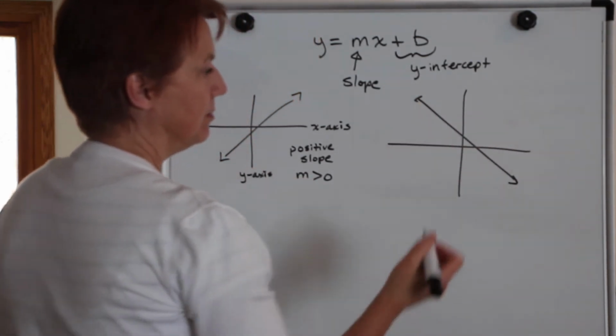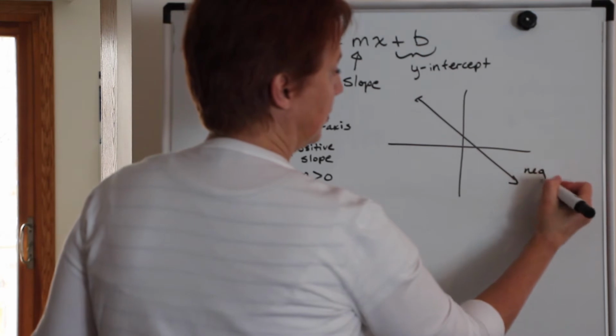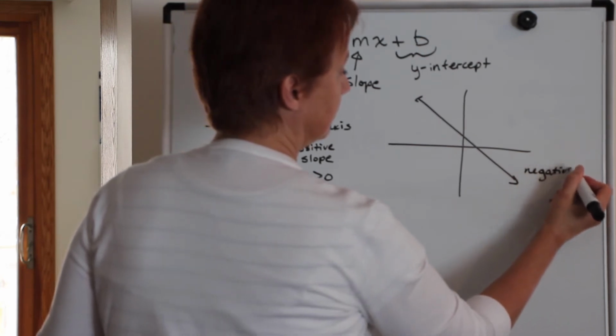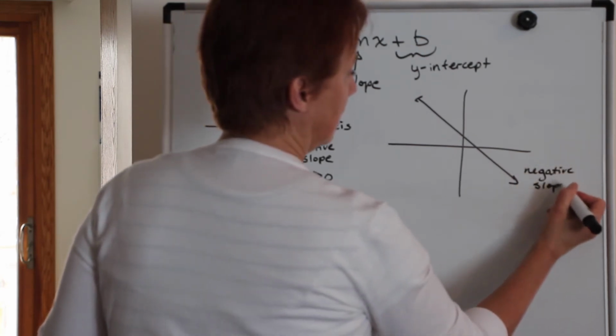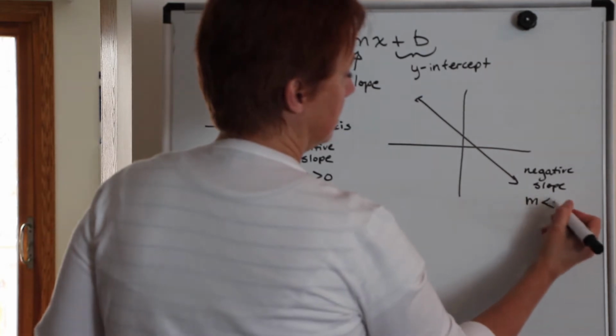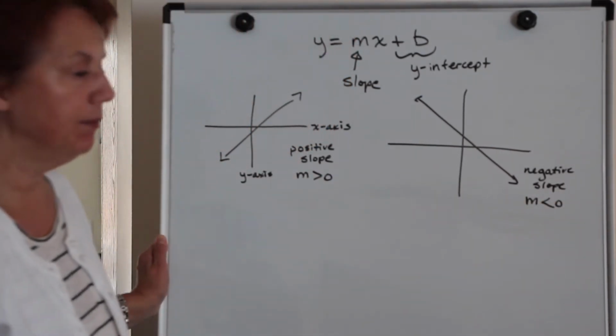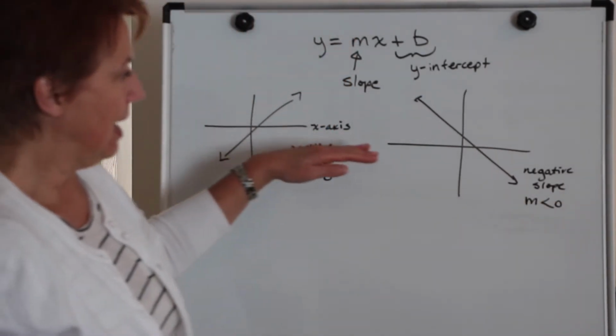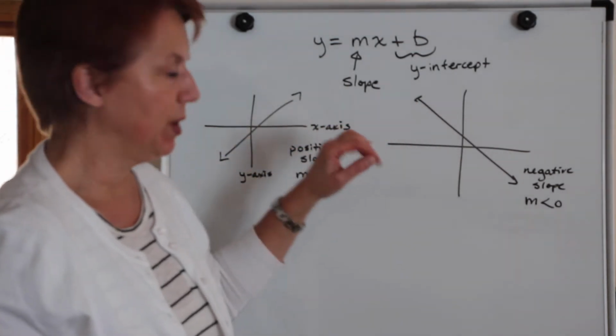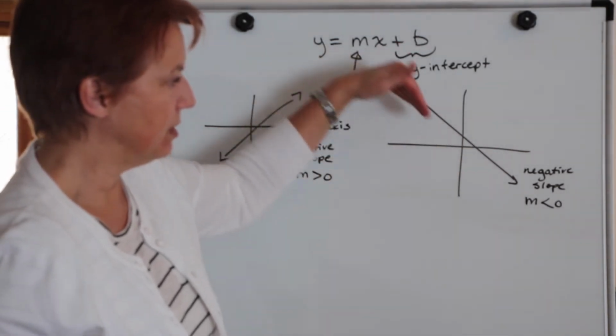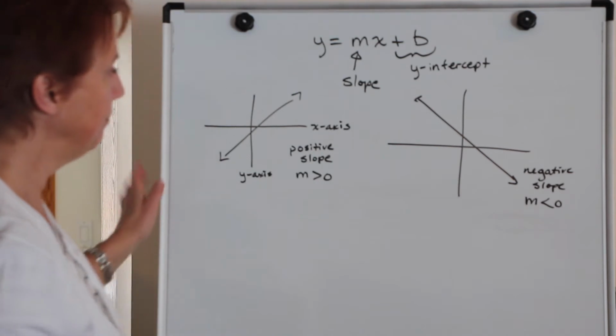Then we have this, okay? This is a negative slope. And for this, m is less than 0, okay? And for this one, as x increases, remember we read from left to right, as x increases, y decreases, okay?